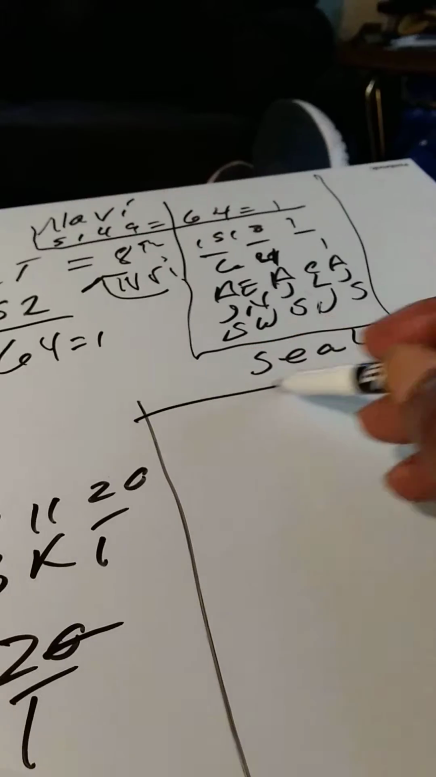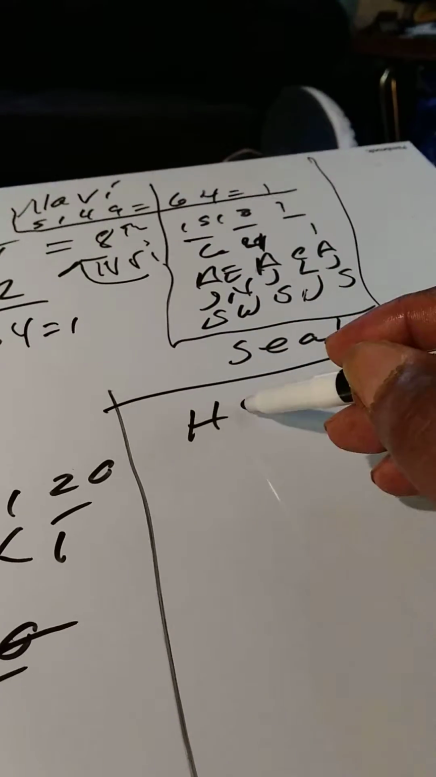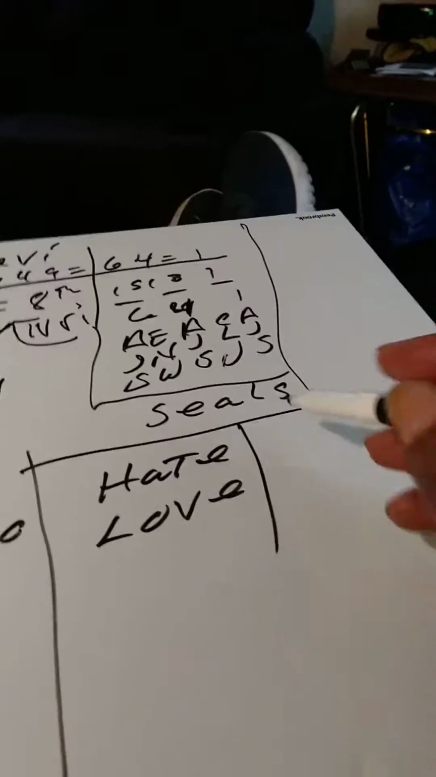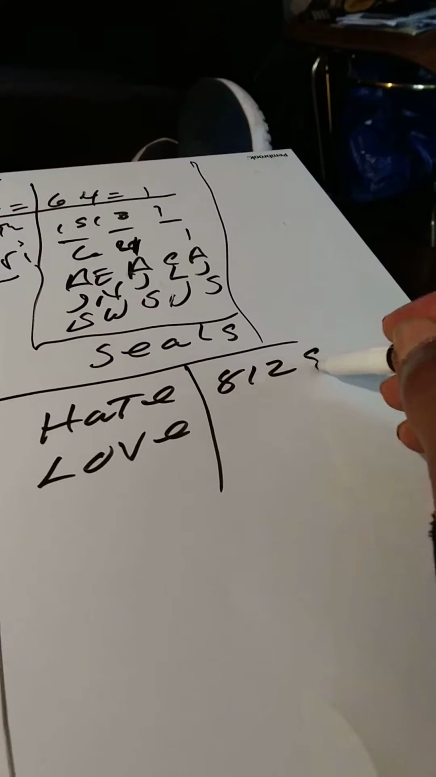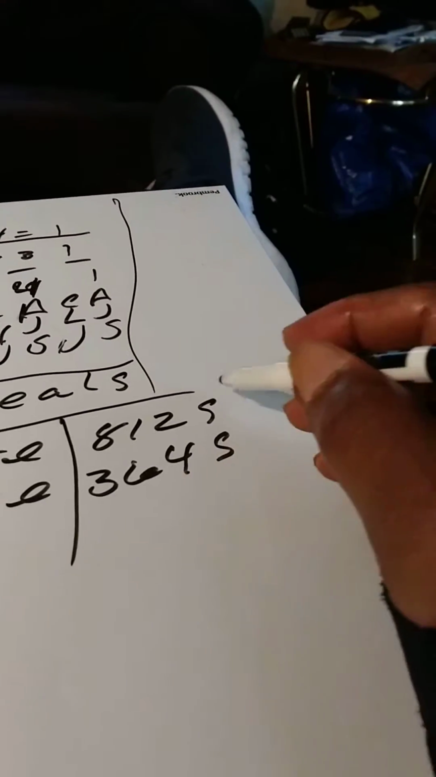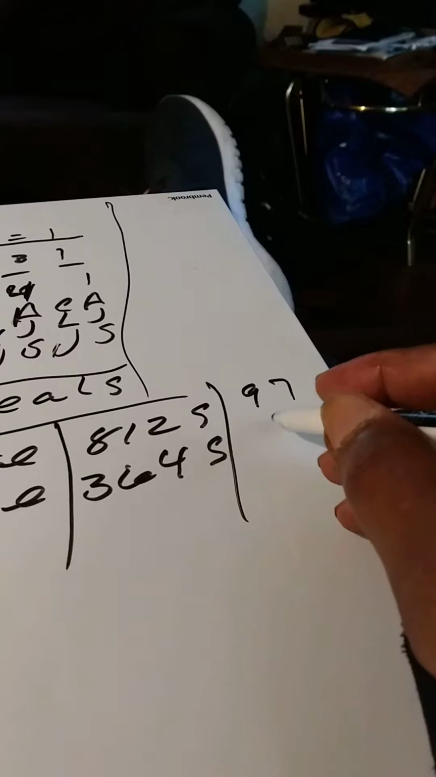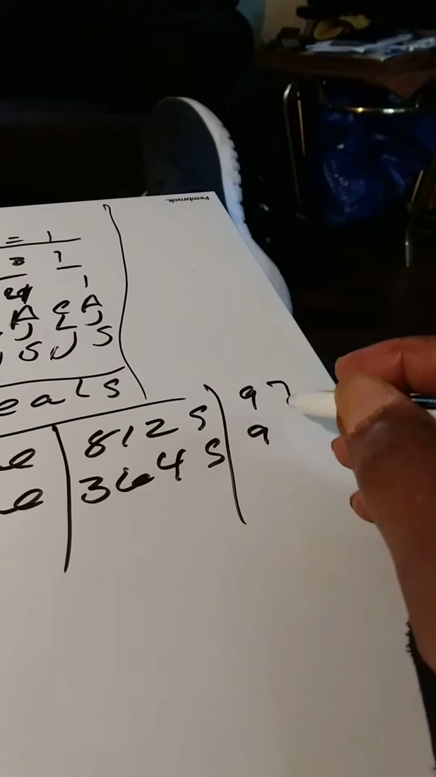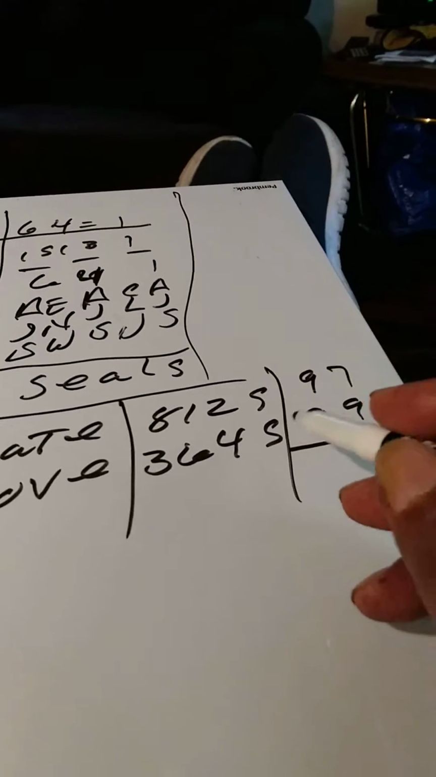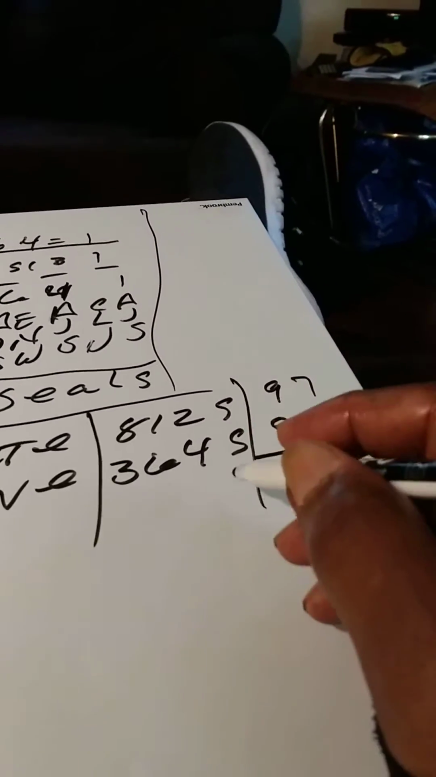Let me see something. Let me jump over here to something right quick. Hate and love. 8, 1, 2, and 5. 3, 6, 4, and 5. We have a 9 and a 7. And we have a 9 and a 9. It's an interesting body. Hate adds up to 7. Hate is in the house of 7, just like dark is in the house of 7. You see?